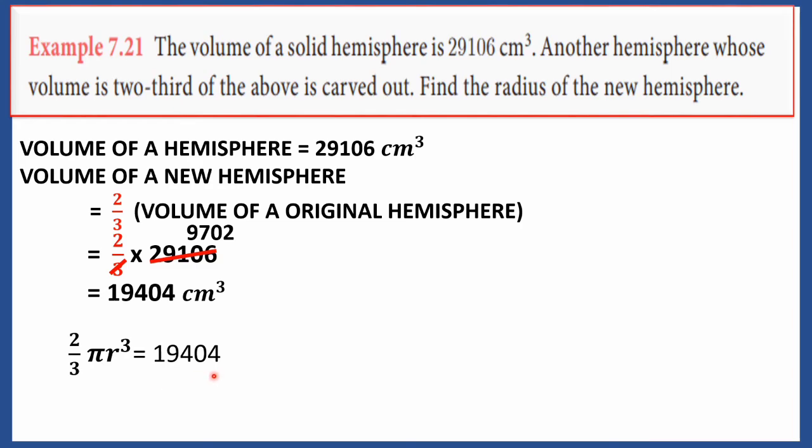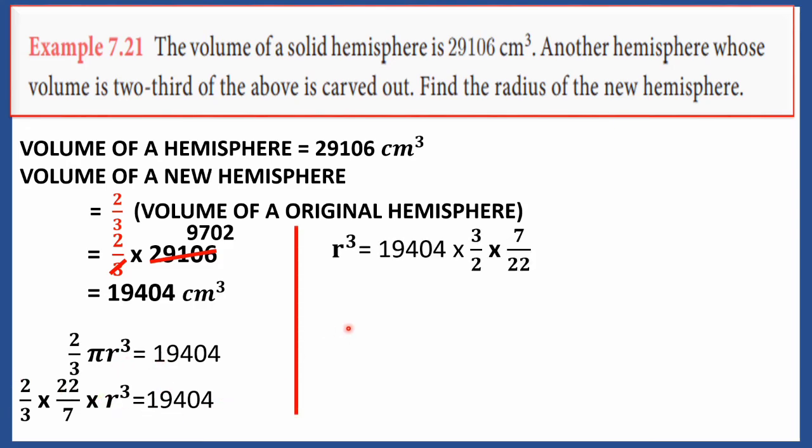Substitute the values. 2 by 3 into pi 22 by 7 into r cube equal to 19,404. We have to find this r cube. So, take the fractions to the right hand side. It will be multiplied by its reciprocal. So, 19,404 into, for 2 by 3 the reciprocal 3 by 2, for 22 by 7 the reciprocal 7 by 22. Here we have to find the cube root. For this, first find the prime factors of 19,404. It is an even number. First try with the second table.